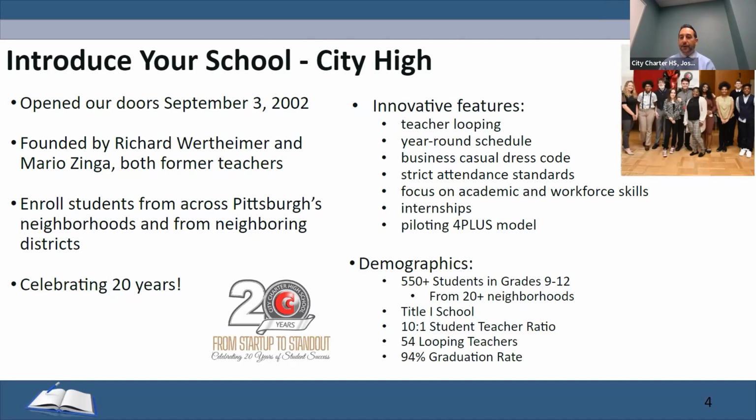We have over 550 students average. Right now we're closer to 570 from 20 neighborhoods in the city. We are a Title I school. We do have a big focus on co-teaching, where sometimes our classes have 60 students, but 4 teachers in them. So we average about a 10-to-1 student-teacher ratio. 54 of our 90 or so teaching faculty loop, and we have a 94% graduation rate.